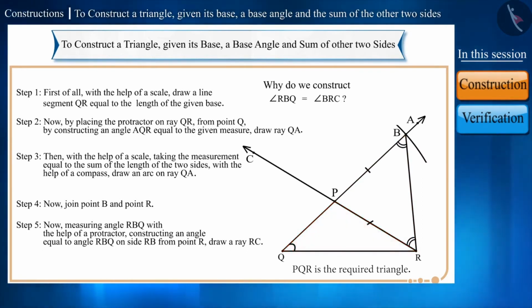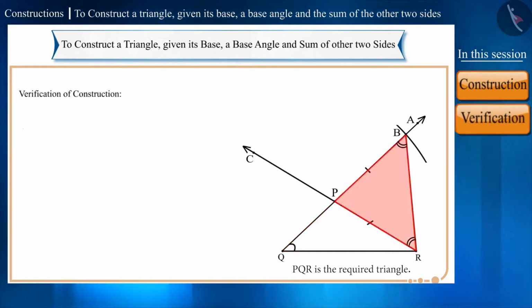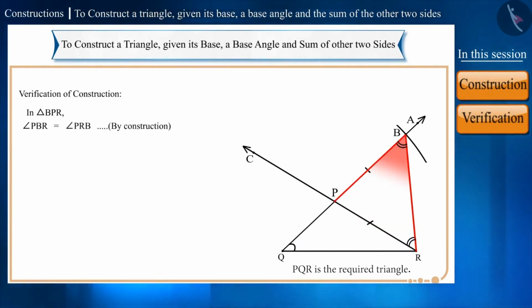Now, we will verify the figure drawn. In triangle BPR, in construction, we made two equal angles, angle PBR and angle PRB. Therefore, angle PBR is equal to angle PRB. Triangle BPR is an isosceles triangle because two of its angles are equal and opposite sides of equal angles in an isosceles triangle are equal in length. So side PR will be equal to side PB. Let's call it equation 1.